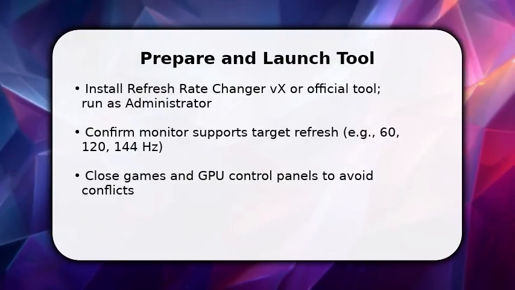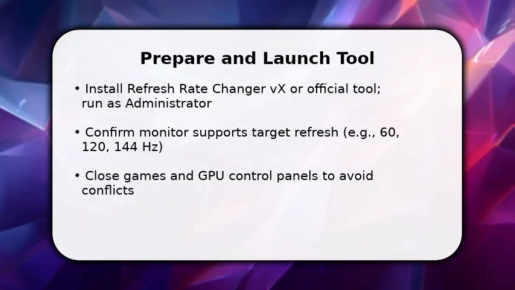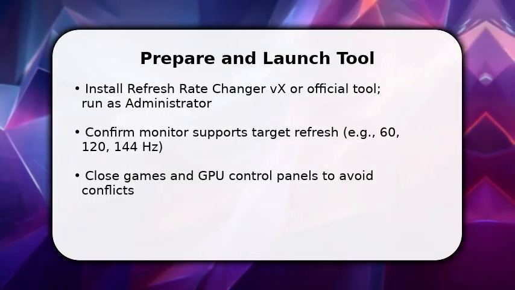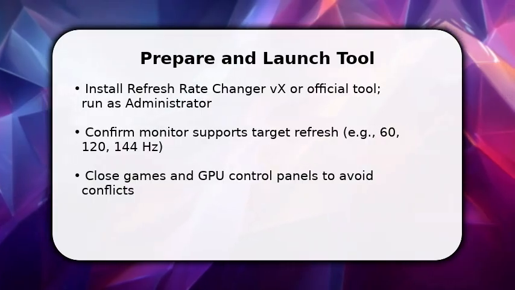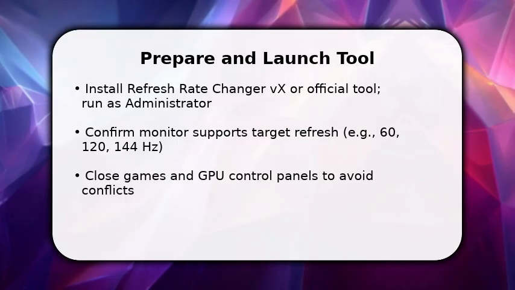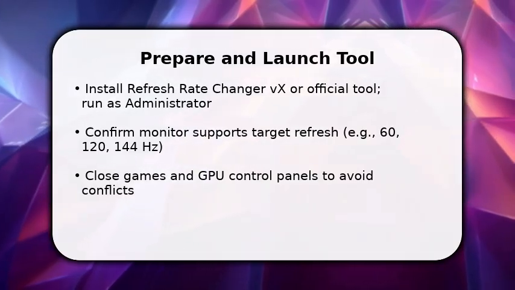You start by launching the refresh rate changer as administrator so it can modify system display settings. You check the monitor's supported rates in the tool. If a desired rate like 120 or 144 is not listed, you will need to add a custom mode. Once done, make sure no full-screen apps or GPU control panels are open to prevent overwrite.